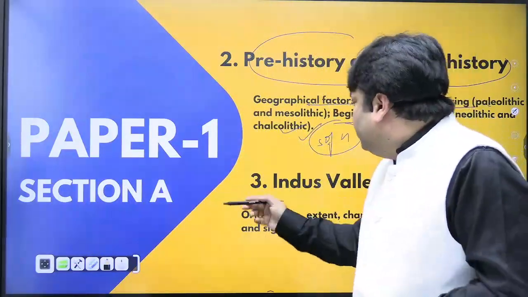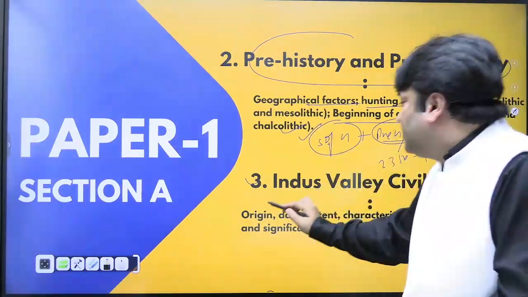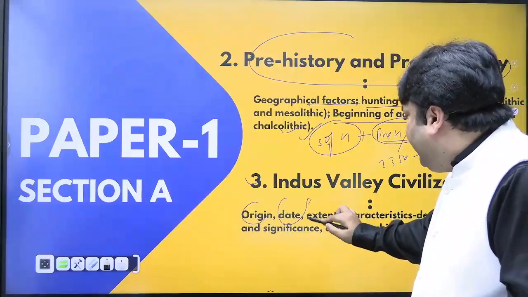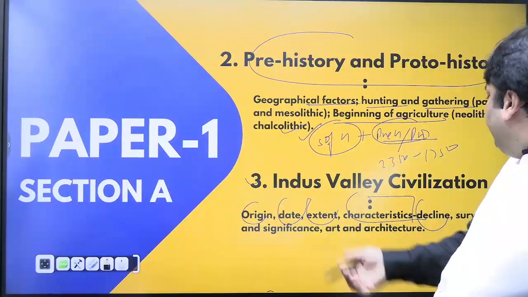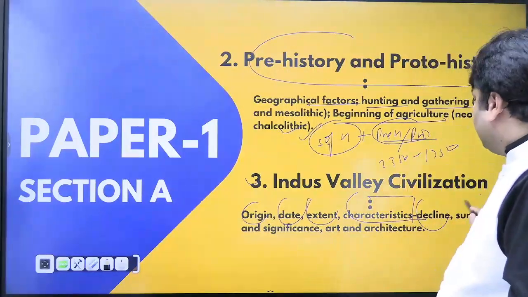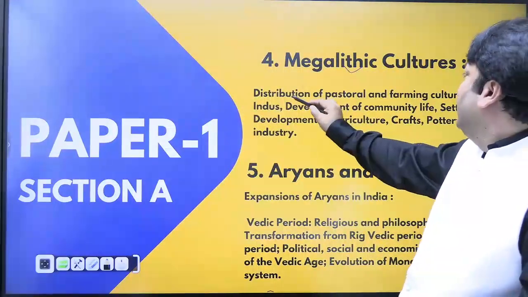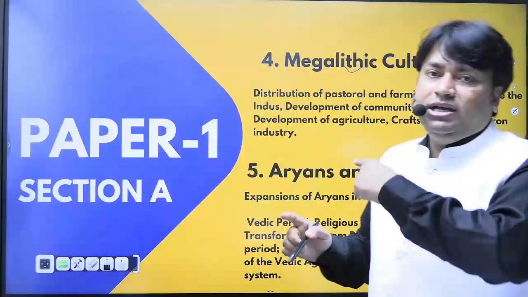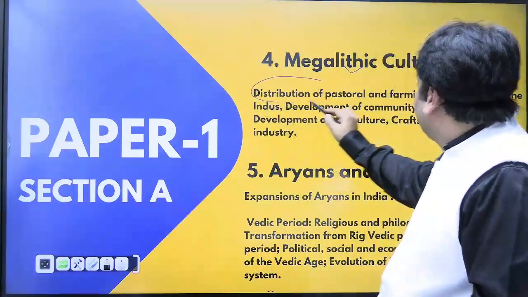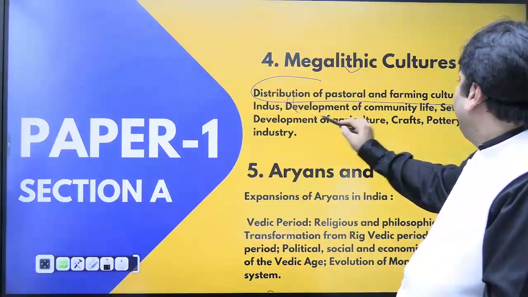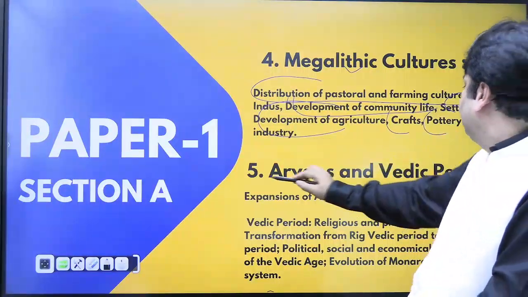Now the next chapter is the Indus Valley Civilization, 2350 BC to 1750 BC. We will discuss everything about origin, date, extent, characteristics of the Indus Valley Civilization, and its decline, and the debates hovering around the decline. We will also discuss survival and significance, art and architecture. We will discuss megalithic cultures in detail. There was again a question directly asked from megalithic culture in the 2024 mains. We will discuss the distribution of pastoral and farming culture outside the Indus, development of community life, settlements, agriculture, craft, pottery, Aryans and the Vedic period.